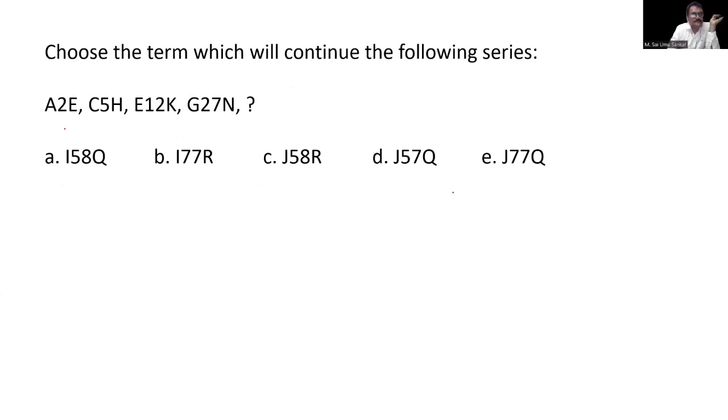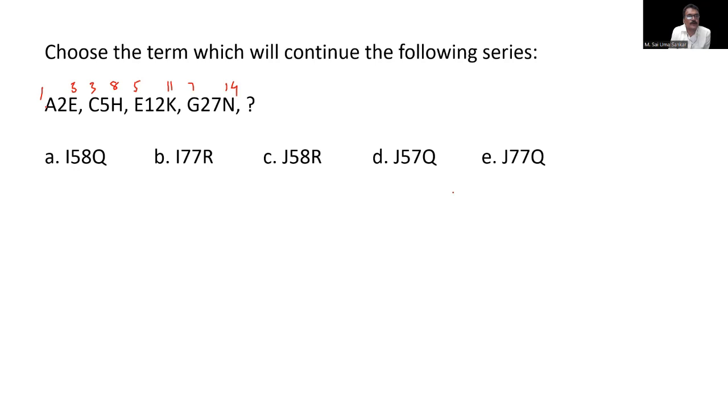Next question. Choose the term which continues the series. As I said, A is the first letter, E is the fifth letter, C is the third letter, H is the eighth letter, E is the fifth letter, K is the 11th letter, G is the seventh letter, and at the end, this is the 14th letter.